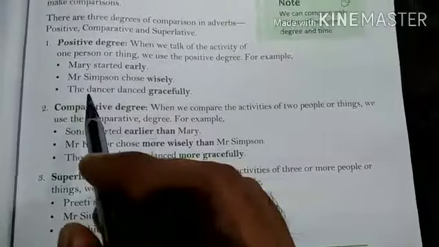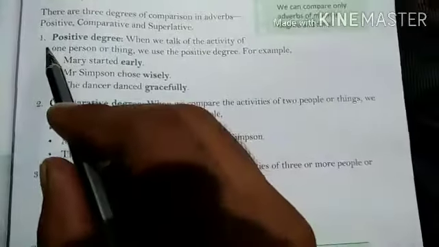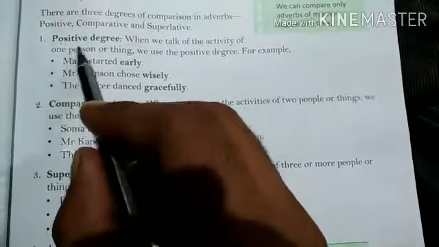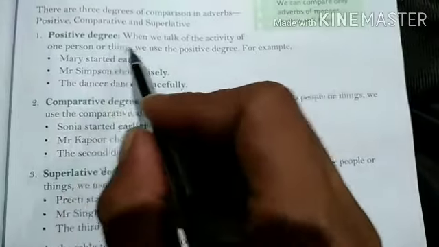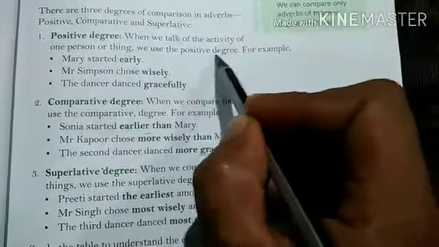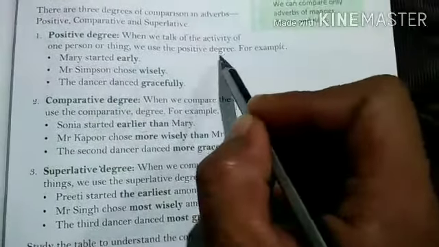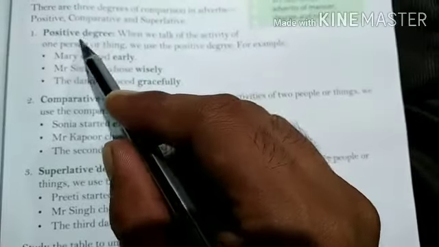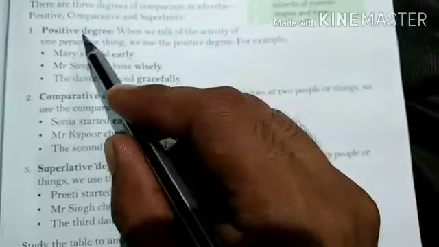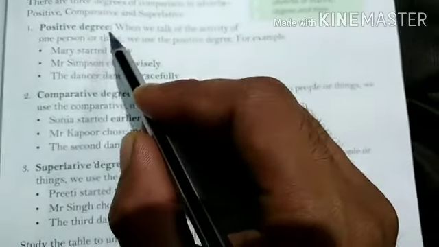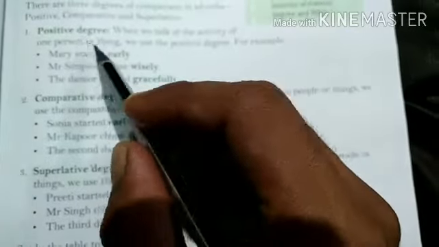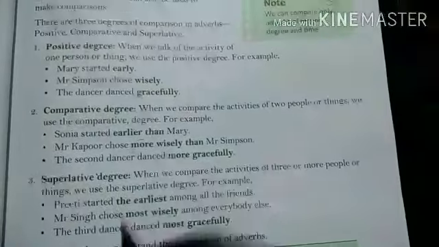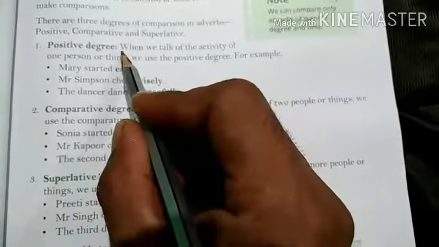So dear students, listen carefully. What is the positive degree of comparison of adverb? When we talk of the activity of one person or thing, we use positive degree of adverbs. As we have understood, positive degree of adjectives only qualify nouns, they don't compare nouns with other nouns.